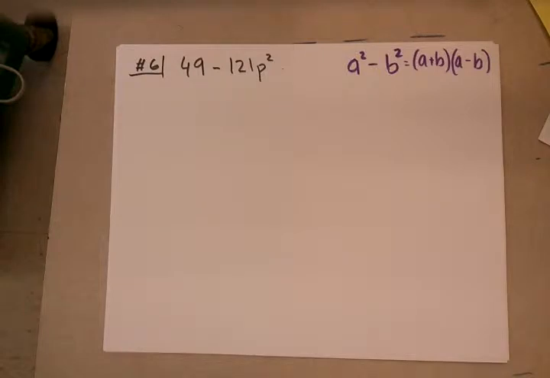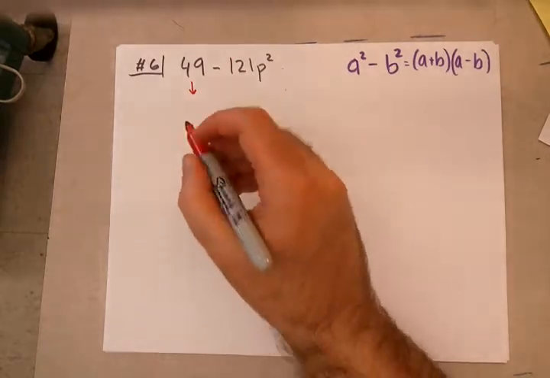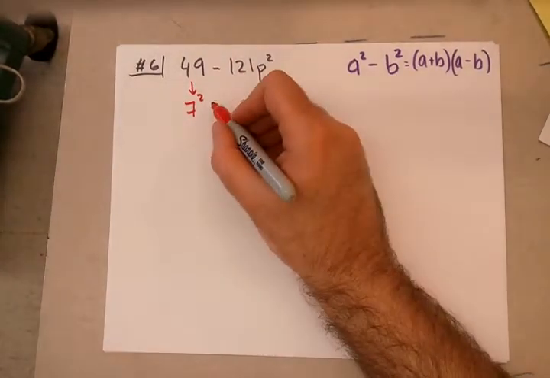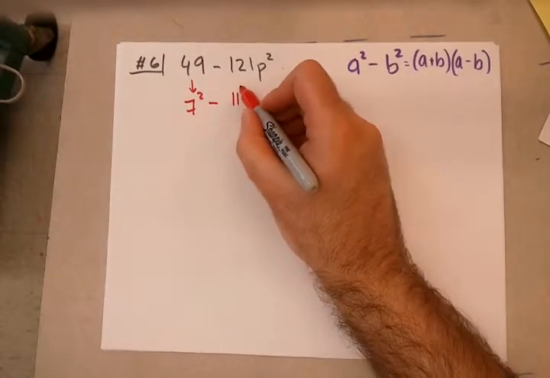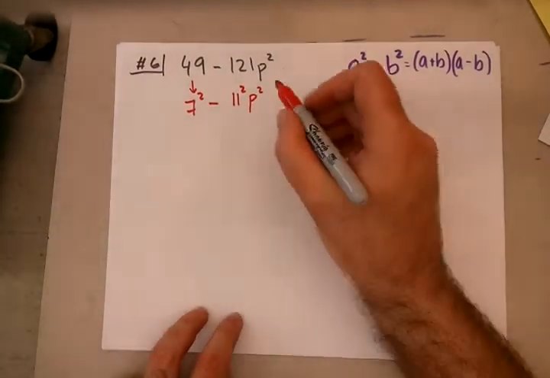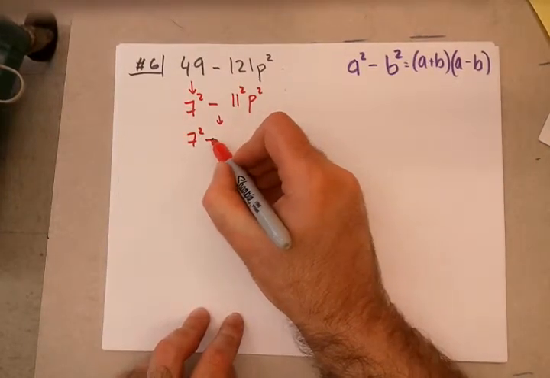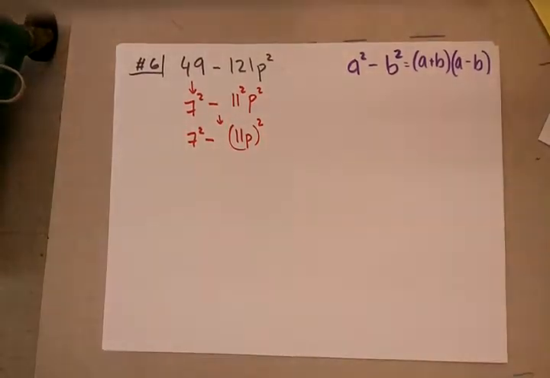So let's see if we have this particular problem in that form so that we can utilize the shortcut. Well, I can write the 49 as 7 squared. It's a perfect square. And then I can write the 121 as 11 squared. Again, it's a perfect square. And then I have a p squared here. Further, I can rewrite this as 7 squared minus 11p all taken to the second power. You don't have to do this. It just makes it look a little bit more professional, I suppose.